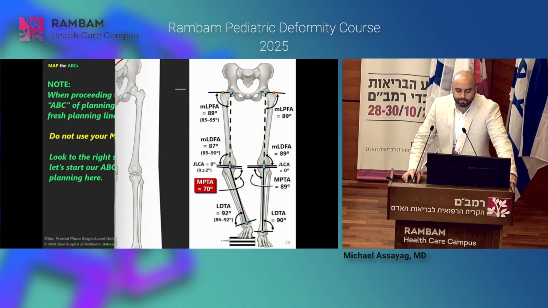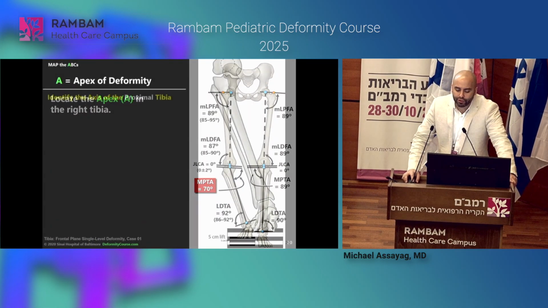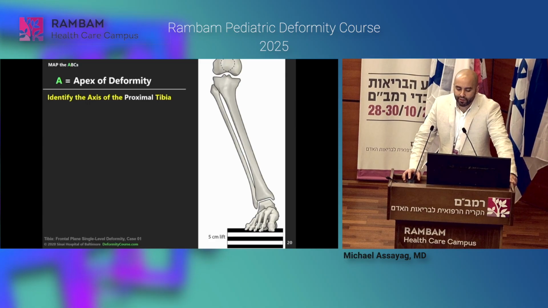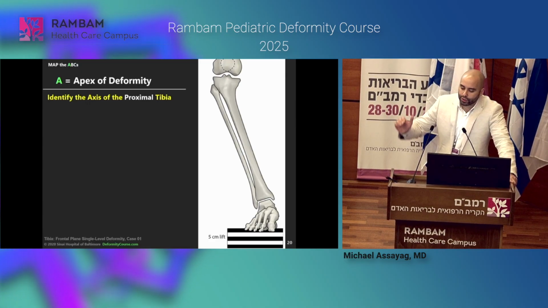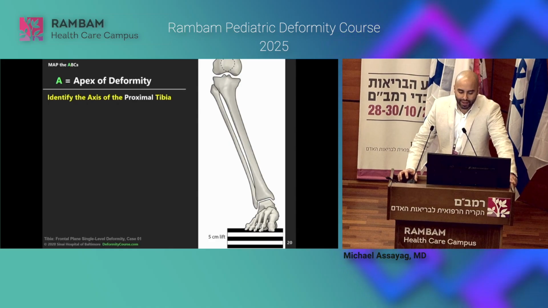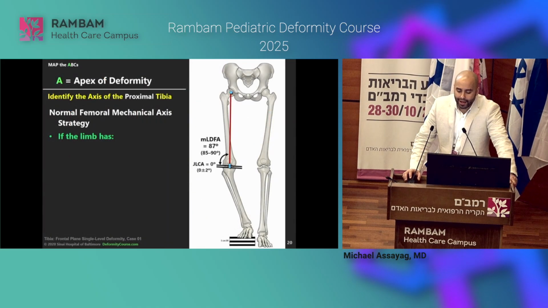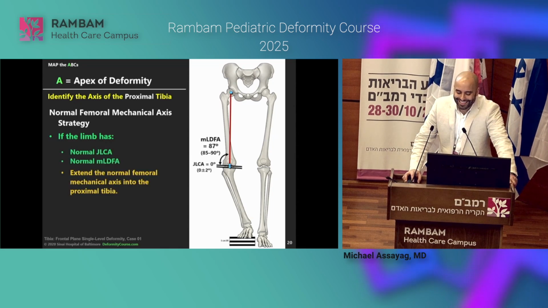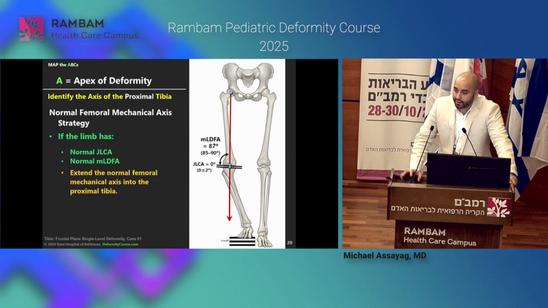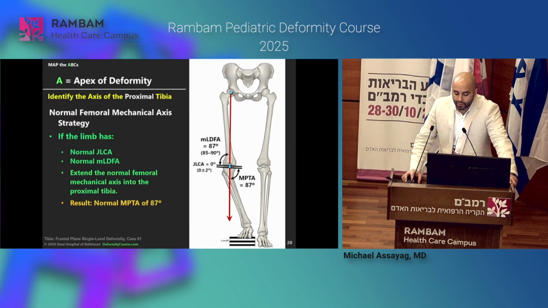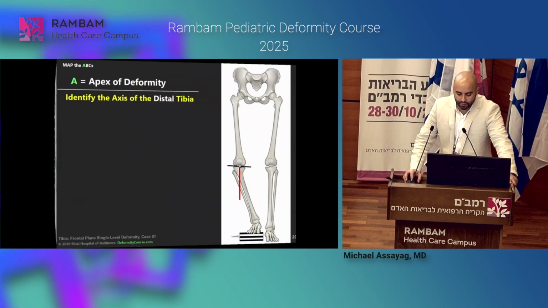It's a mistake. So now what we're going to do is use the previous strategies that we've learned to try to figure out where the apex is. So the goal is to realign a proximal axis to a distal axis. Let's find the proximal axis. In this case, I have a normal femur above because I know that the LDFA is 87. So all I'm going to do is take that line and extend it distally. And it's as simple as this. What I want is to realign the distal mechanical axis to this line. And I know it's going to be worthwhile because this line will create an MPTA of 87 degrees.